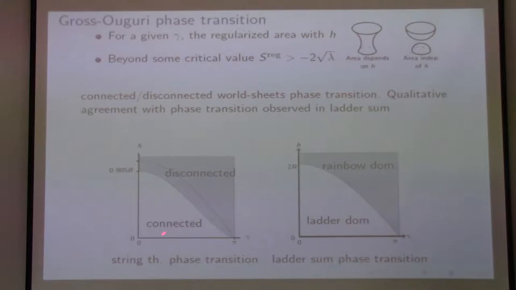So what you have here is a competition of two phases. One is this area, which is H independent, because it's area, and then you have an H dependent area. So as you increase the separation, the area increases at some point. This is minimal with respect to the other.